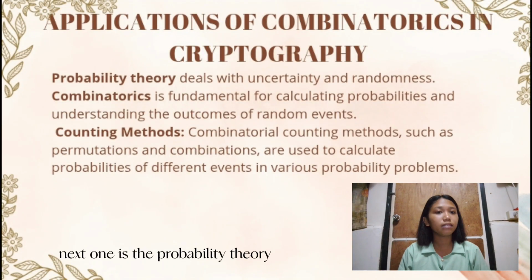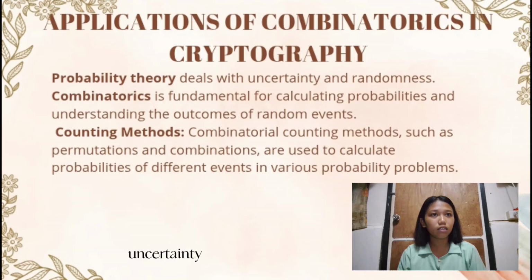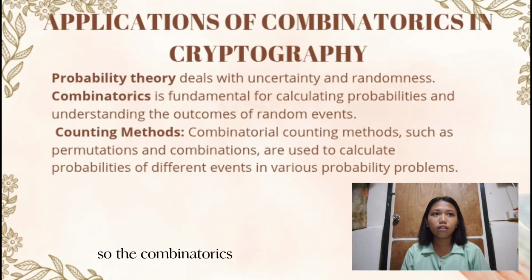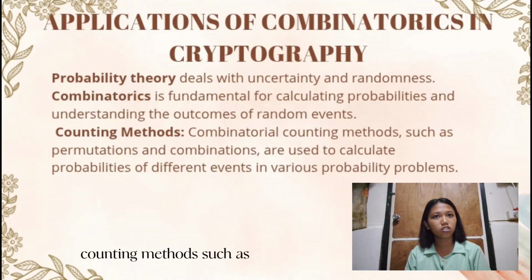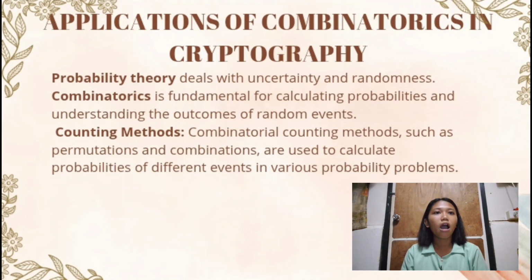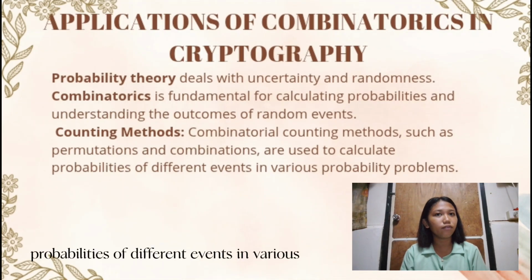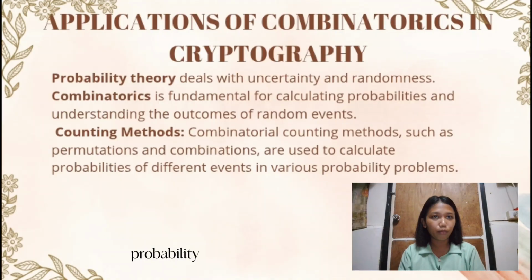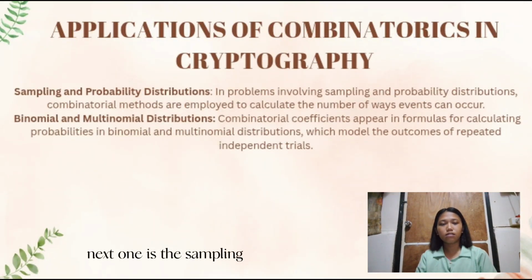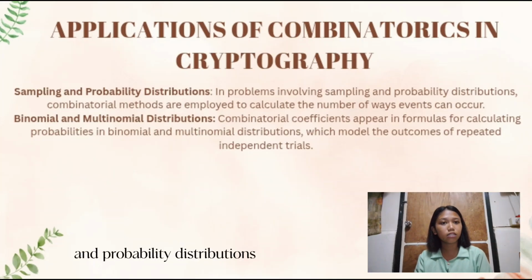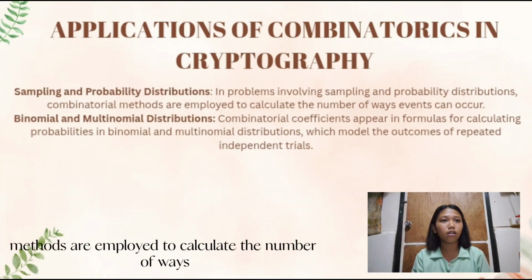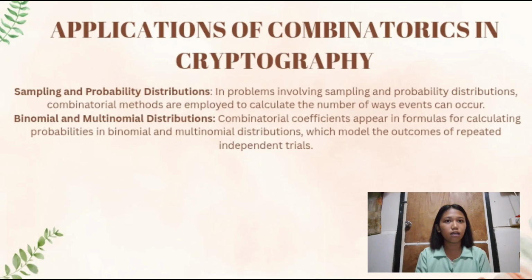Next one is probability theory, which deals with uncertainty and randomness. Combinatorics is fundamental for calculating probabilities and understanding the outcomes of random events. Combinatorial counting methods such as permutations and combinations are used to calculate probabilities of different events in various probability problems. Next one is sampling and probability distributions. In problems involving sampling and probability distributions, combinatorial methods are employed to calculate the number of ways an event can occur.